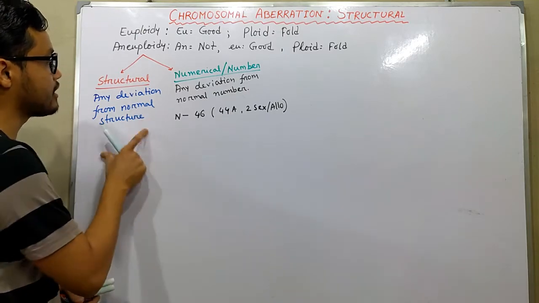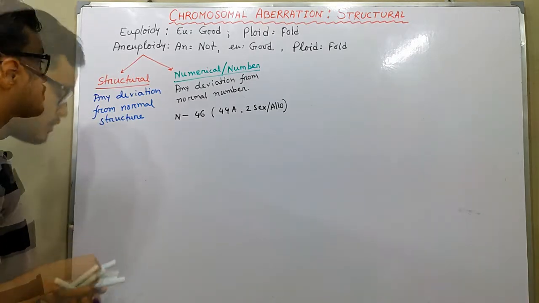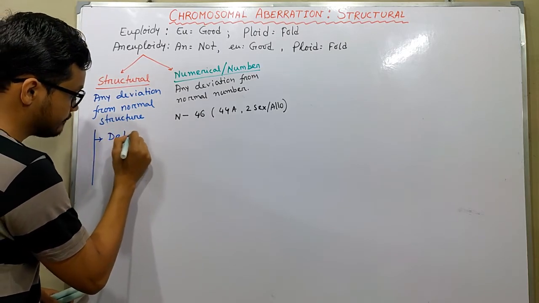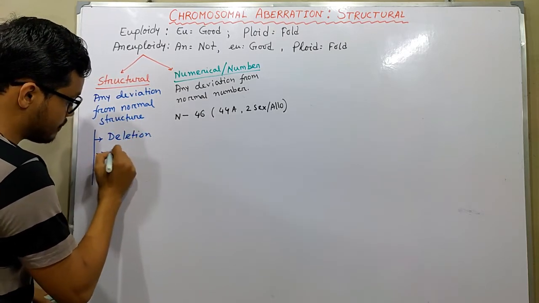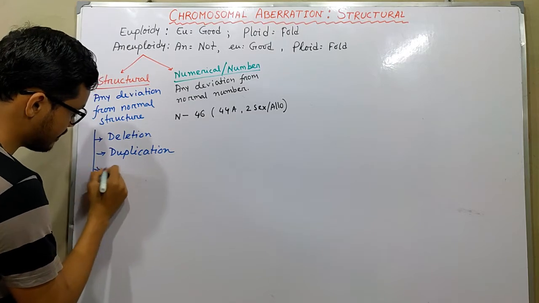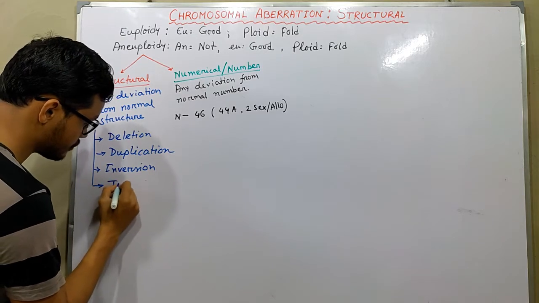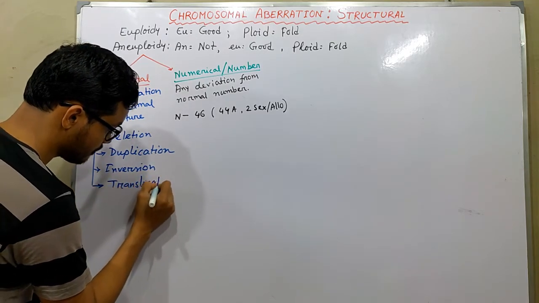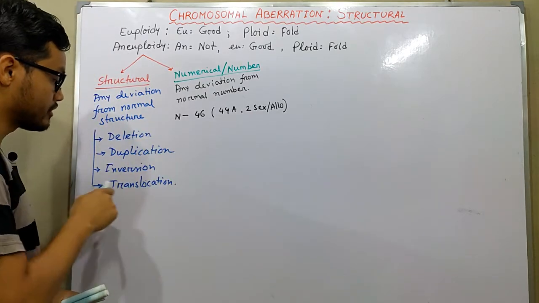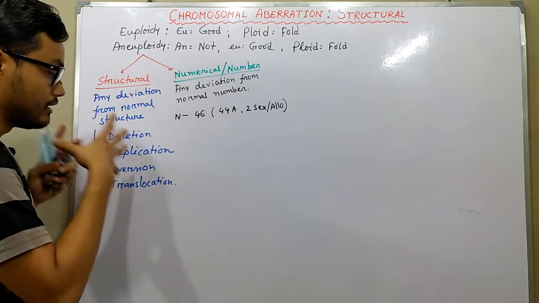But today we are going to discuss only the structural portion, that is, structural deviation or structural aberration. Structural aberration falls into four major categories: first, deletion; second, duplication; third, inversion; and fourth, translocation. So let's jump into those in detail.